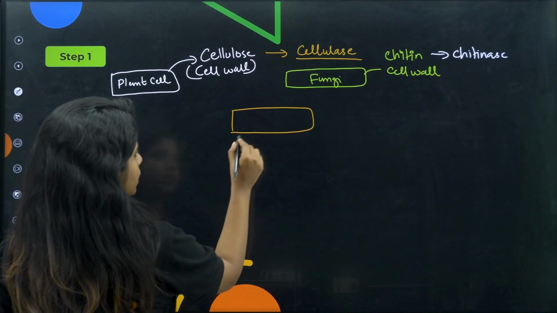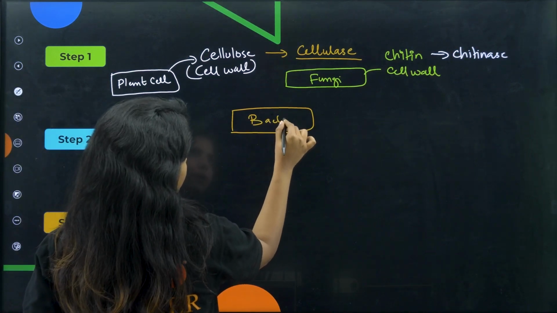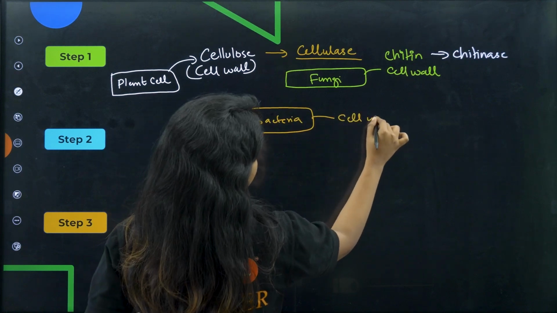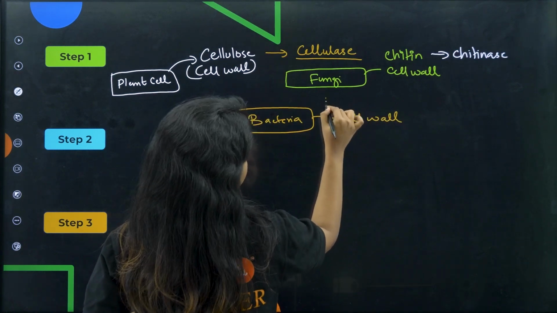Suppose now there is another thing, bacteria. It's a prokaryote. Prokaryotes also have a cell wall, and their cell wall is made up of something known as peptidoglycan.